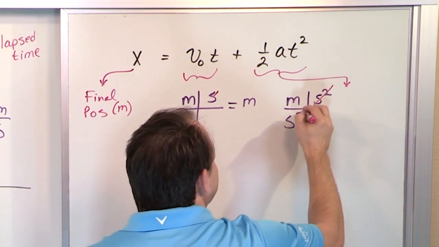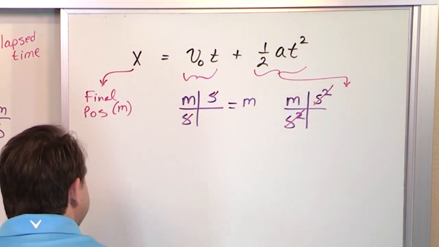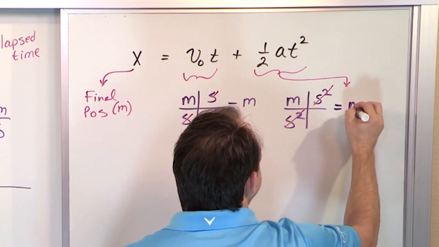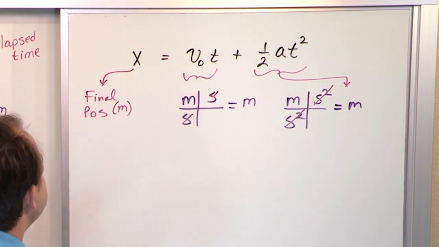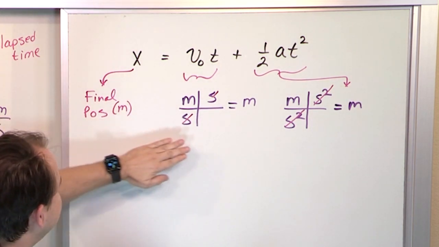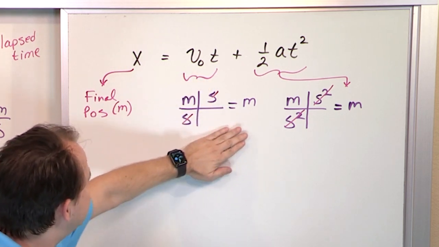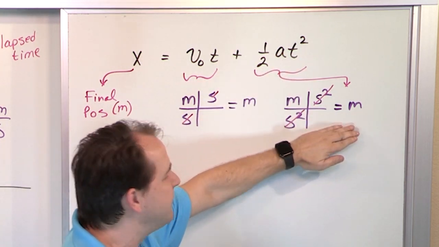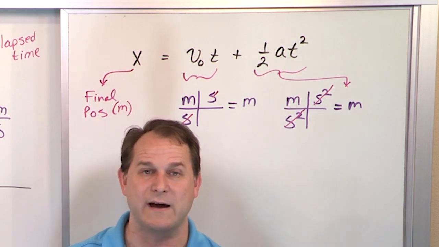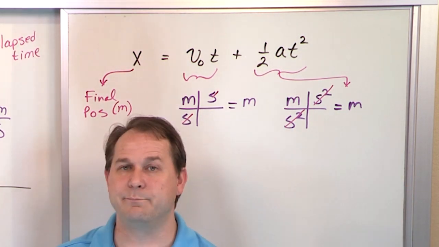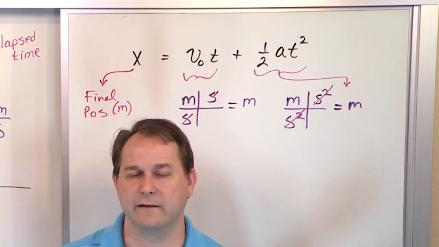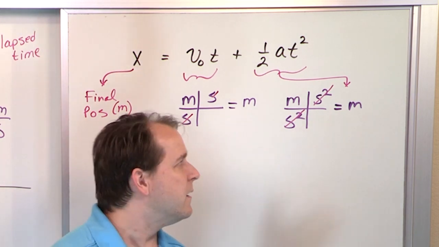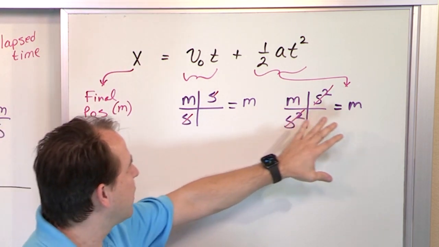So what does that mean? Seconds squared cancels with seconds squared, which means that you end up with a unit of distance, which makes total sense because the final position is going to be some distance term in meters plus some other distance term in meters. As we said all along, when you have equations, the units on the right had better match with the units on the left, otherwise it's not correct.